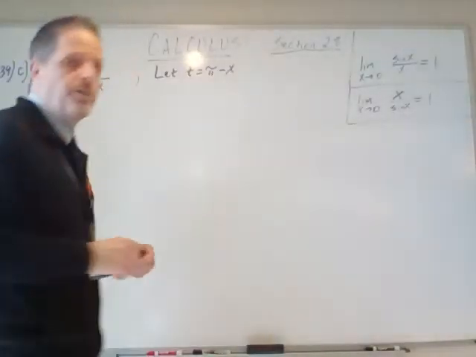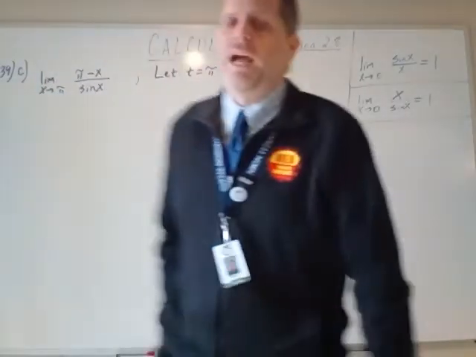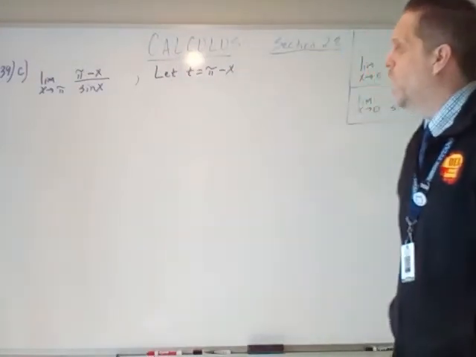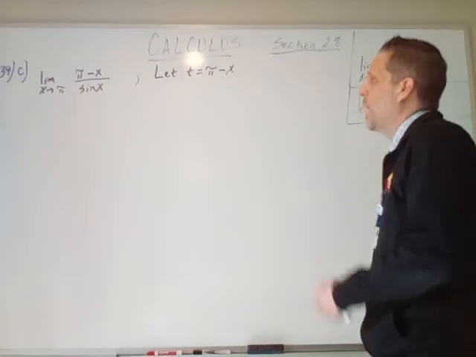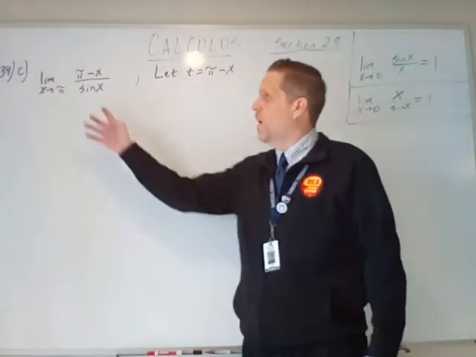All right, let's take a look at another problem. We've got number 39 here, part C, where we're evaluating the limit as x approaches pi of pi minus x over the sine of x.